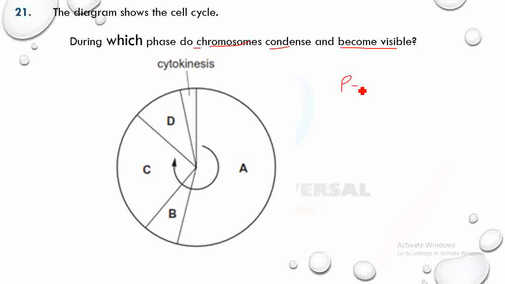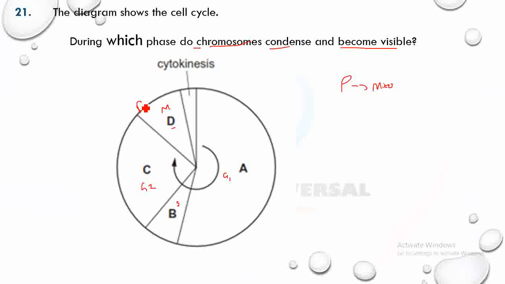So prophase is part of mitosis. Prophase is the first stage of mitosis. So in which part of the diagram do we have mitosis? If this is cytokinesis, next to it is mitosis. This is mitosis. This is G1, A is G1. B is S phase, where semi-conservative replication occurs. C is G2. So mitosis is D. That's where prophase is.